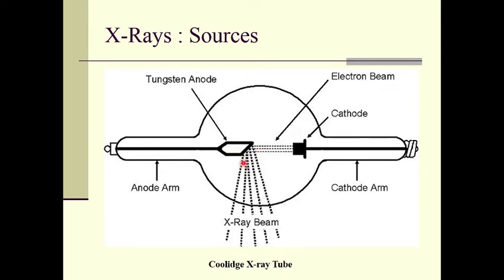radiation, right. When the electrons strike the anode, they change direction and emit braking radiation. So, the bremsstrahlung or braking radiation, called X-rays, is emitted with a continuous range of energies, and the maximum energy of the X-rays is the same as the kinetic energy of the electron striking the anode. So, this is the working of the Coolidge tube.